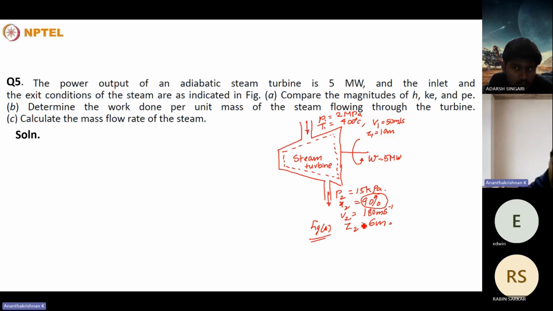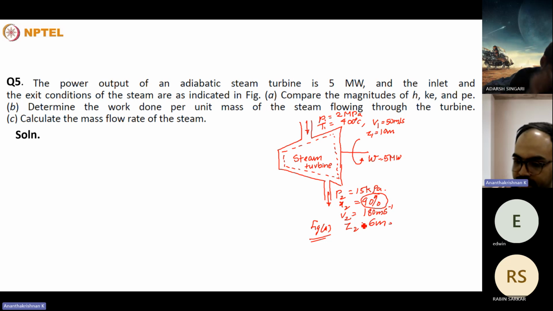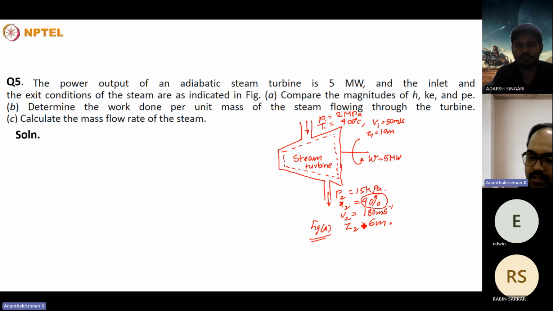Basically, you have the inlet properties, outlet properties. You need to calculate the other property values, enthalpy, and the energy values as well, kinetic energy and potential energy. This is not straightforward because you will require a steam table for this purpose. I can give you the values for the corresponding enthalpies that we might encounter in this problem, and using that we can actually try to solve it.